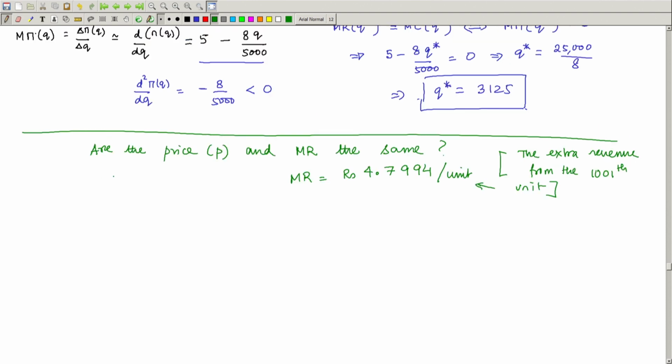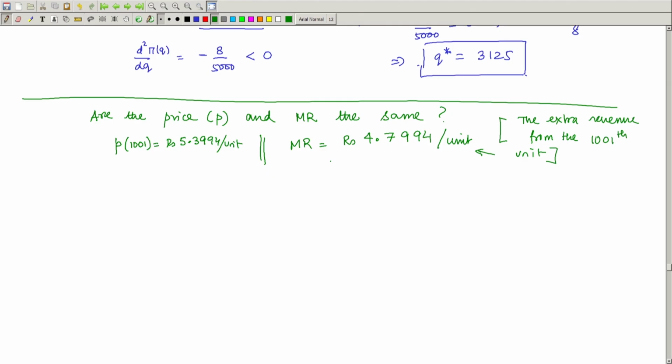The price when the firm sells 1001 units is rupees 5.3994 per unit, right. So, by simply looking at the numbers, notice that the price and marginal revenue are not the same. Simple arithmetical exercise tells us that they are not the same. But what is not so obvious is the following feature. When the firm is selling 1001 units, it is charging a price of 5.3994 per unit.